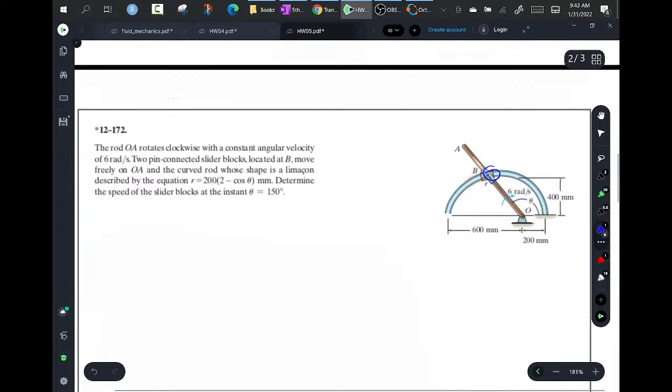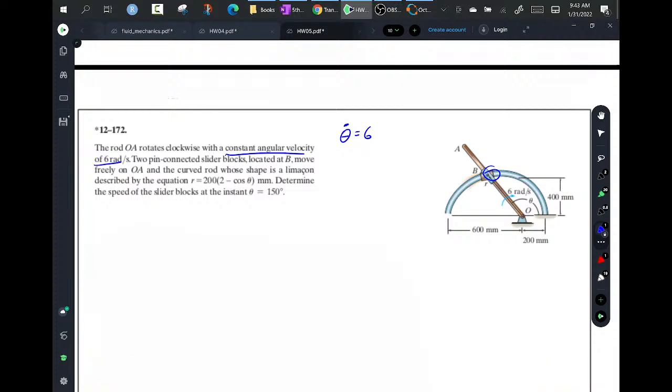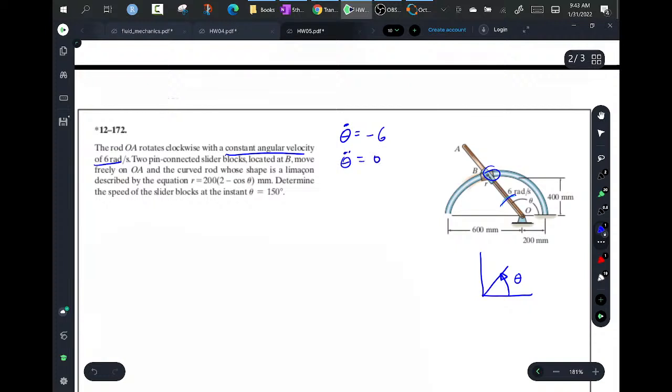So the first thing is, let's identify constant angular velocity. Theta dot equal to 6, but guess what? It's actually a minus 6. Why? Because this is the positive direction and this is moving the other way. So it's like a minus 6. It's constant, so theta double dot is 0. So we have those two figured out.